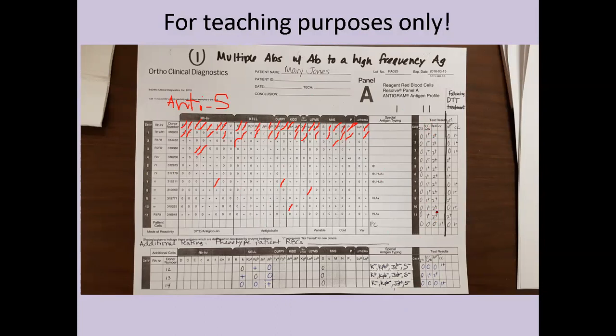Anti-little k, anti-KPB, or anti-JSB? We're going to have to go through and hand pick some cells from other panels that have certain antigens lacking and certain antigens present. Okay, and so here's what was done.